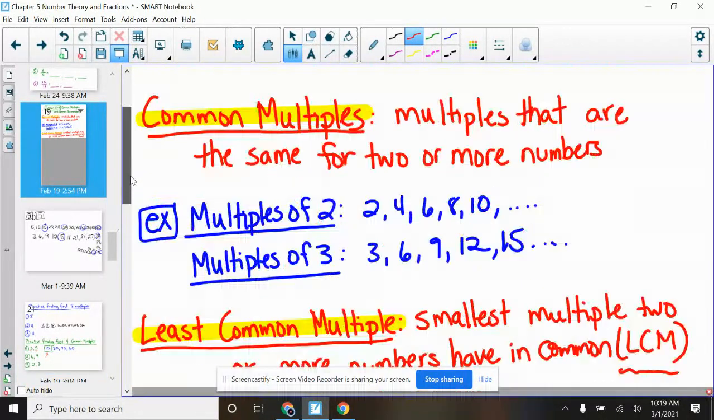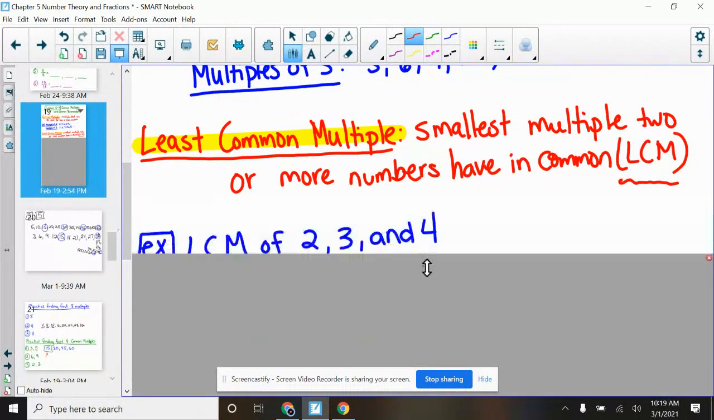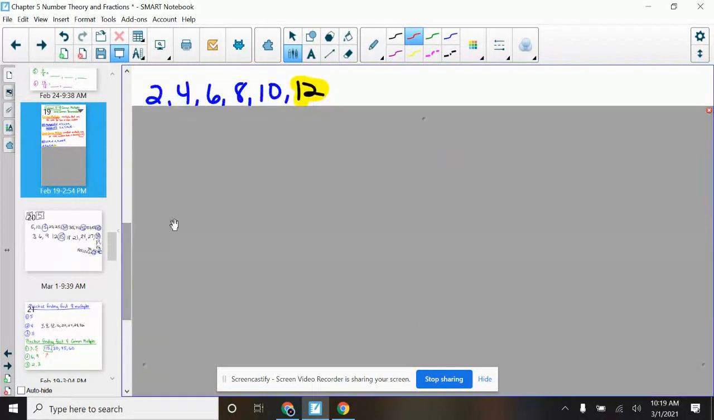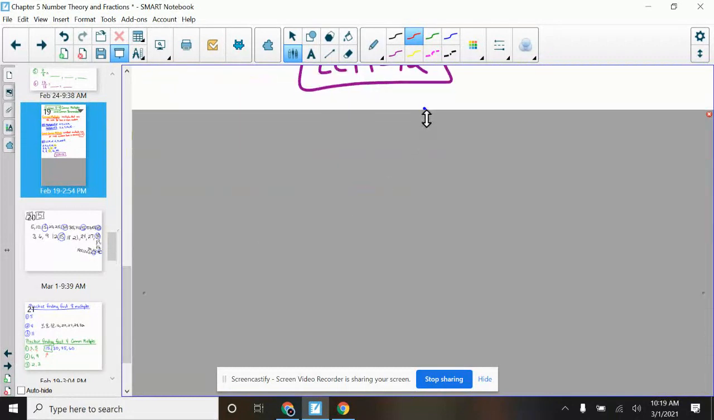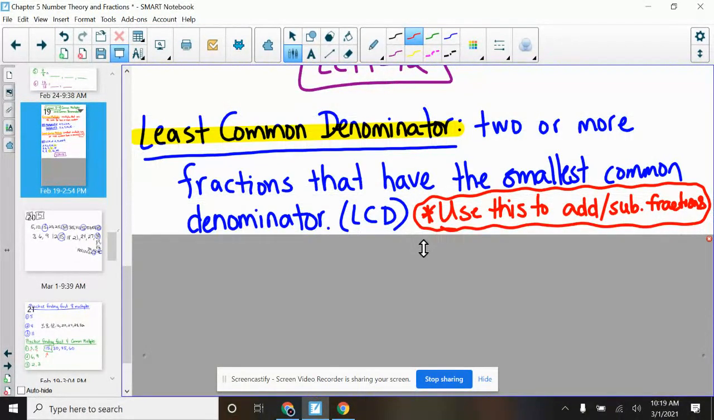So we've learned common multiples, we've learned least common multiples, but underneath this is one extra little thing that we call least common denominator, okay? And notice my little bubble in red says you're going to use this to add and subtract fractions. So what we're going to be learning in chapter 6 and 7, you have to know how to do this first. Because this stuff is the tools that you're going to need to add and subtract fractions.